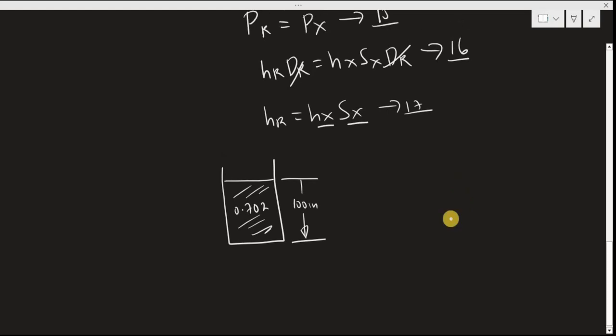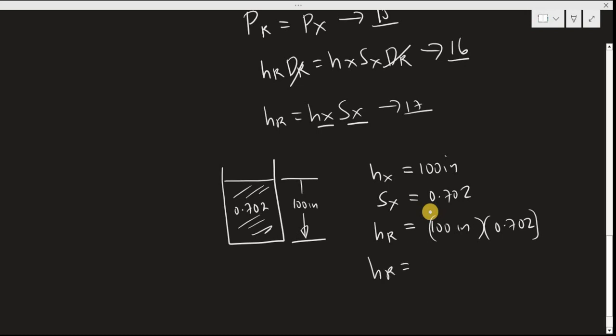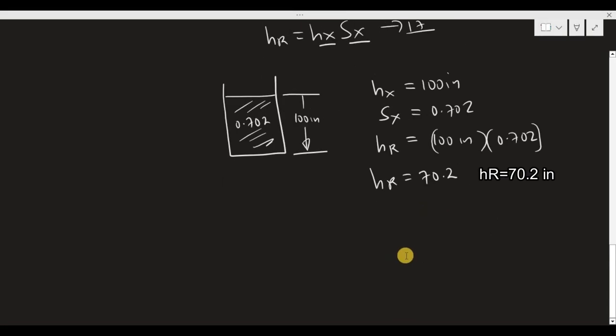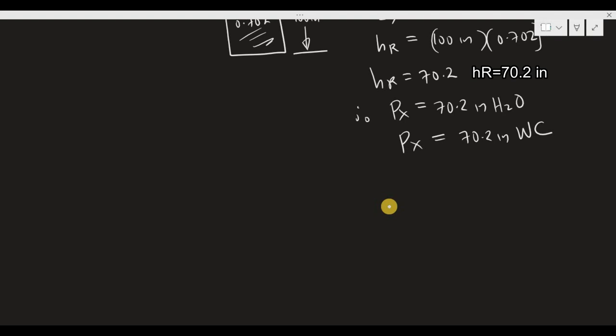Okay, in this problem, hx is 100 inches and sx is 0.702. Therefore, its hr equals 100 inches multiplied by 0.702, which means hr equals 70.2. Therefore, the pressure is equal to 70.2 inches H2O, or 70.2 inches of water. This can also be written as 70.2 inches of water column.